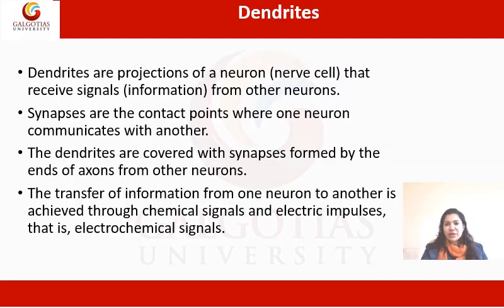The other important structure of a neuron is dendrites. Dendrites are the projection of a neuron that receives signals from another neuron. Synapses are the contact point where one neuron communicates with another neuron, and the dendrites are covered with synapses formed by the end of axons from other neurons. The transfer of information from one neuron to another is achieved by chemical signals and electrical impulses. That's why they are called electrochemical signals.